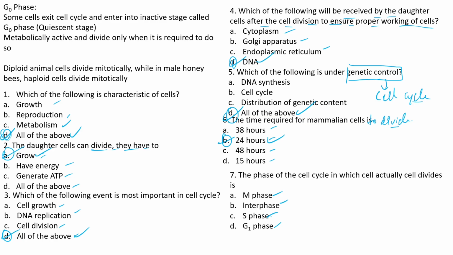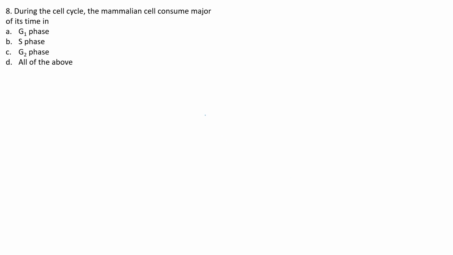and G phase. The G1 phase and S phase are actually part of the interphase, and we know interphase is a phase where the cell does not divide. It is actually the M phase where the cell actually divides. The next one. During the cell cycle, the mammalian cell spends a major part of its time in G1 phase, S phase, G2 phase, all of the above.